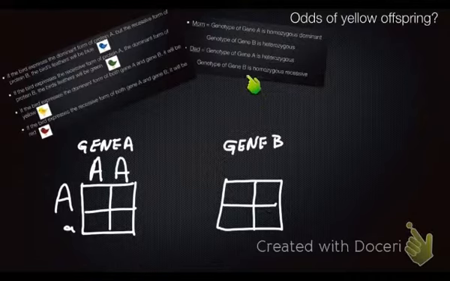Now let's go over to gene B. For gene B, mom is heterozygous, that means she would have one of each.